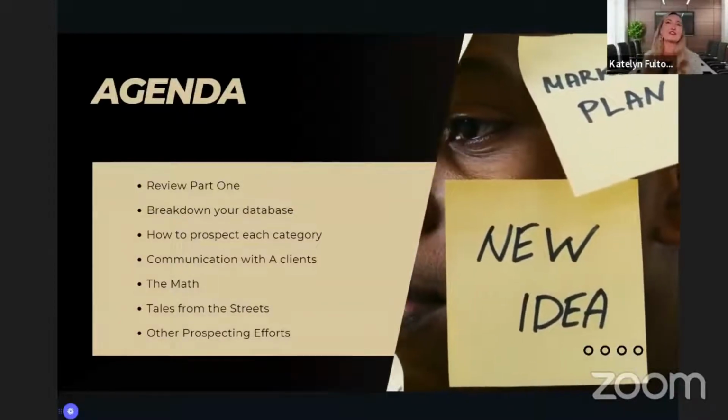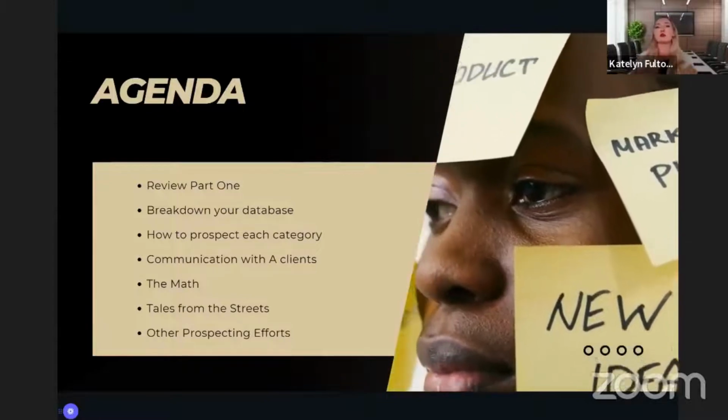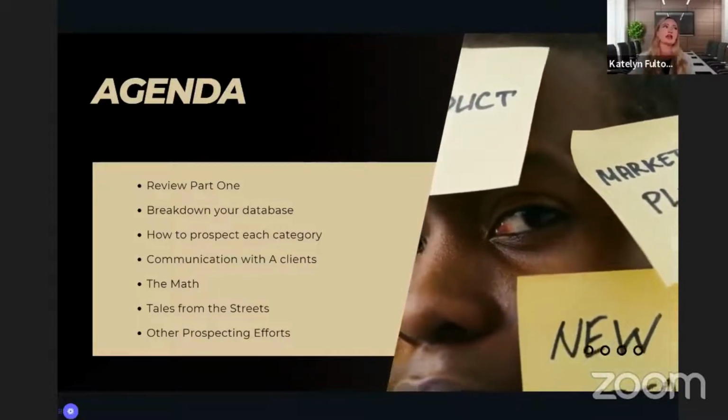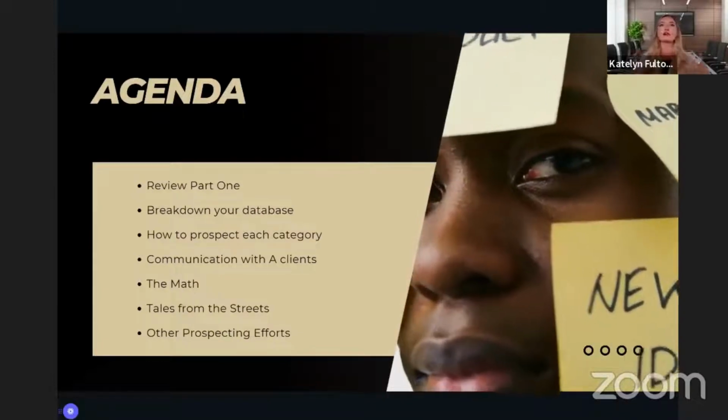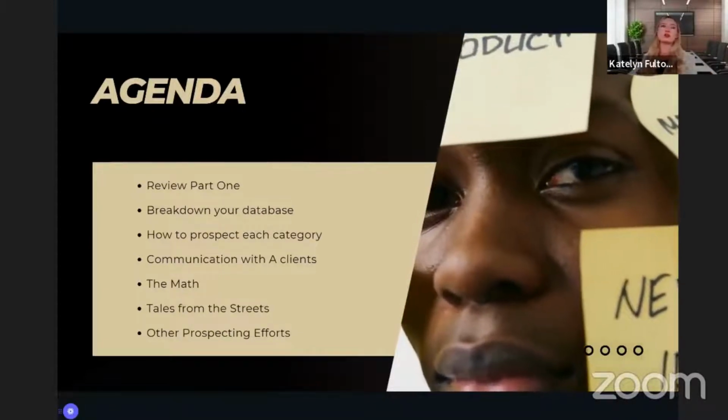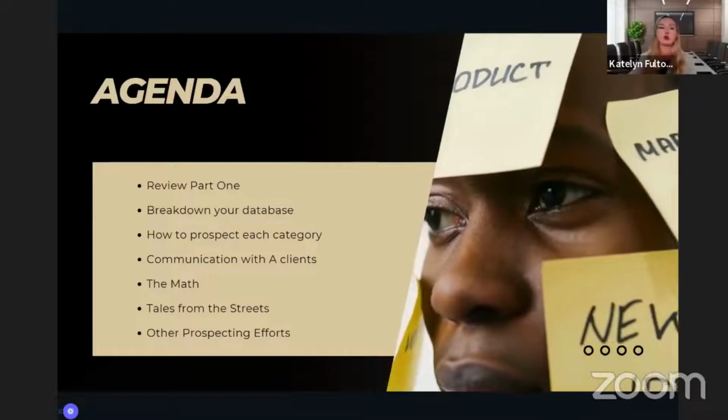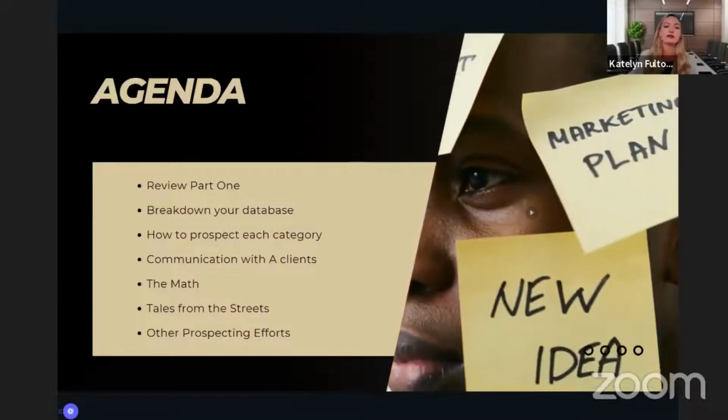Okay, so let's go over the agenda for today. I'm going to go a little bit over what we did last week, so if you didn't attend, we're going to go over that a little bit more. We're going to break down the database. We talked all about your database, how to grow it, how to start it. Today I'm going to break it down even more and how to actually communicate and prospect to your database. And we're going to break it down into 3 different categories.